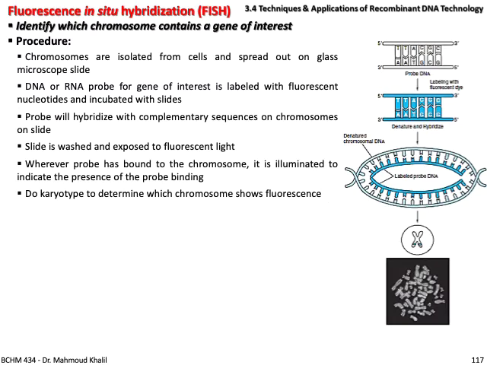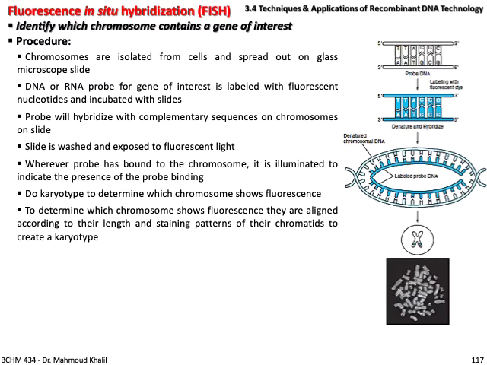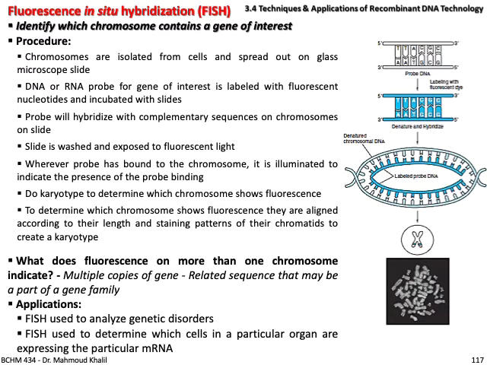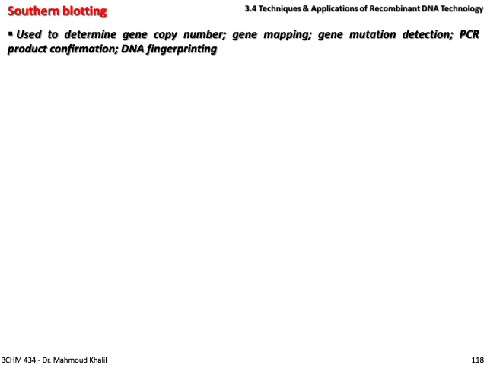Then you do karyotyping to spread the chromosomes over a slide, and you can see from the bottom figure that you see chromosomes with spots. That means it's a signal. So what does this fluorescence on more than one chromosome indicate? It indicates the existence of multiple copies of the gene and related sequences that may be part of the gene. So what is the application of FISH? FISH can be used to analyze genetic disorders, and can be used to determine which cells in particular organs are expressing the particular messenger RNA.